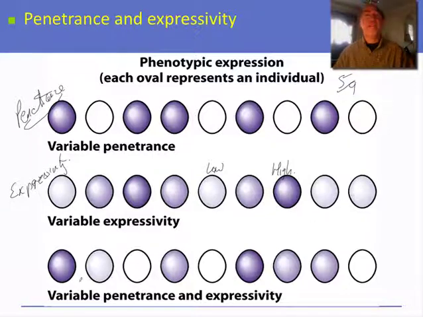And we can combine them so that in a population we have penetrance and expressivity, and here are some individuals with no expression whatsoever, and those that do express it have very high expression or very low expression, and here's some medium, here's some high, here's some medium, here's some medium. So we can combine both concepts. This concludes Chapter 4.